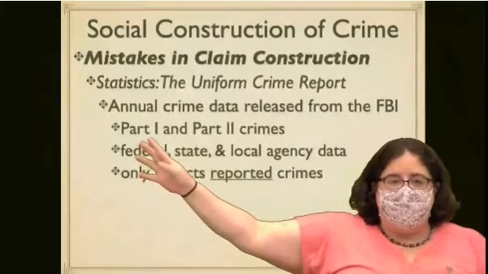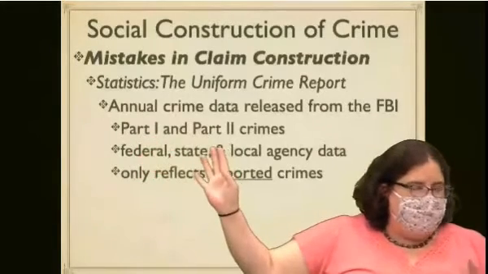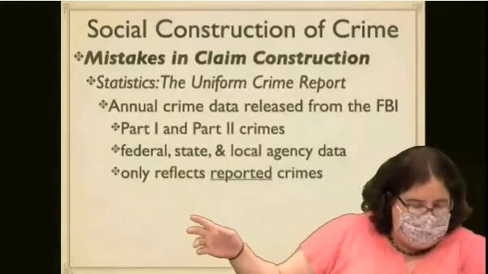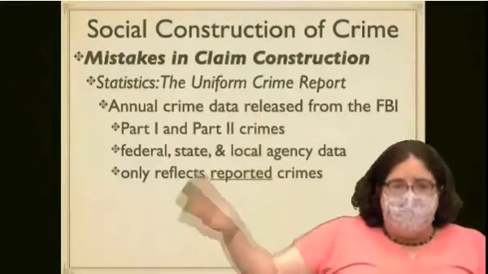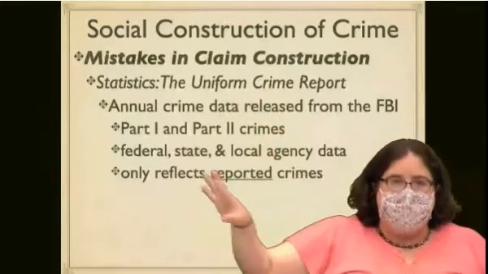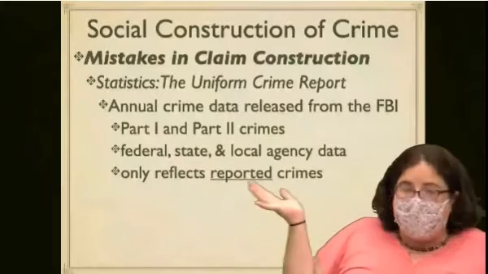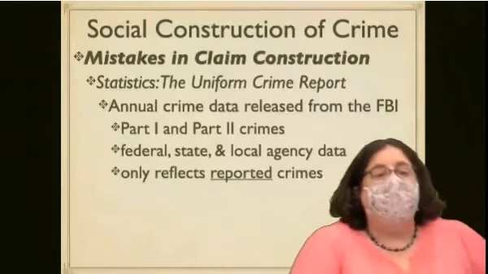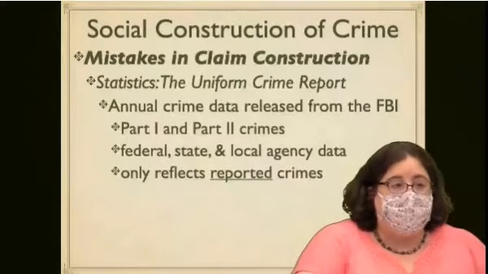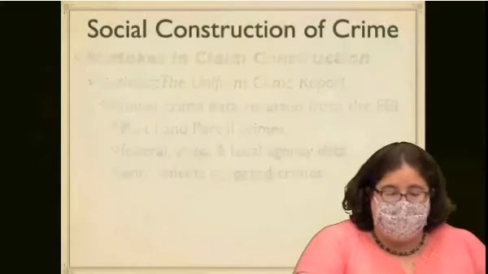Fair enough. I'm not going to test you on what's Part 1 and what's Part 2, I promise. I don't even know, I had to look it up. But I do want you to know that the Uniform Crime Report is from the FBI, it's annual, and it's reported crime. So obviously, there's a huge shortfall here, which is what about unreported crime?